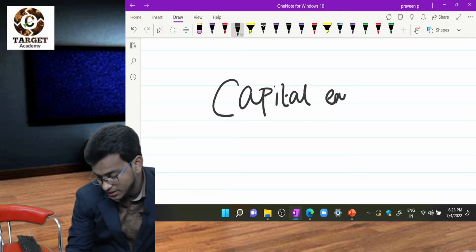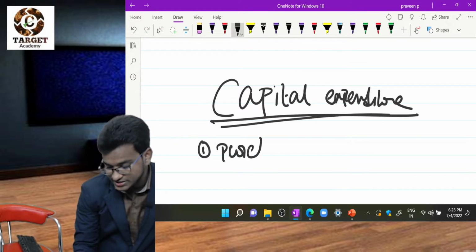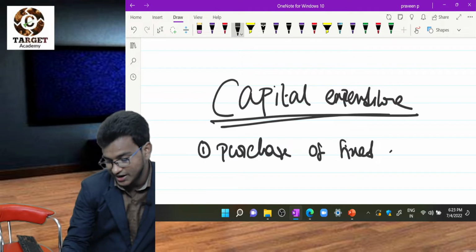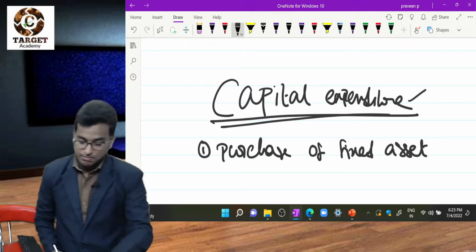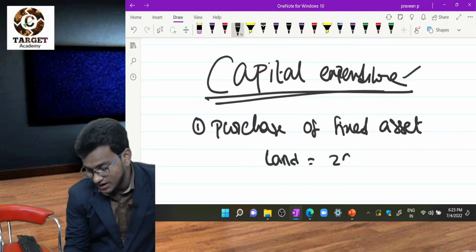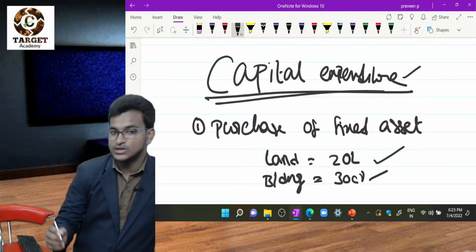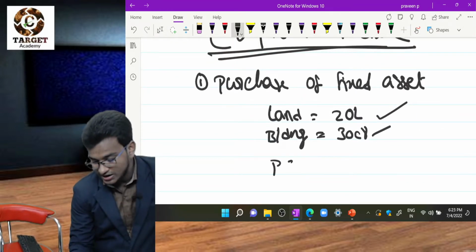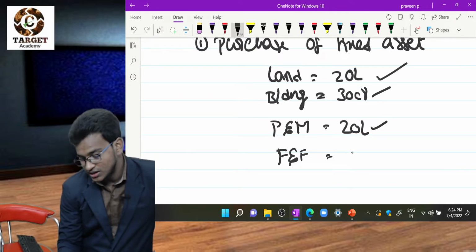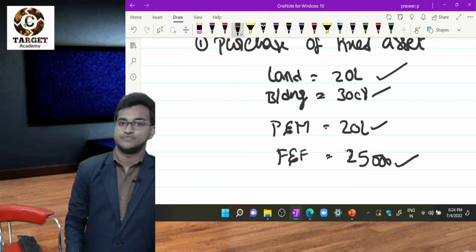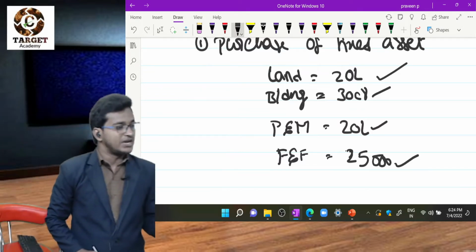Capital expenditure. Under that, first one, purchase of fixed asset. Expenditure incurred to purchase a fixed asset is called capital expenditure. For example, land purchased for 20 lakhs, capital expenditure. Building purchased for 30 crore, capital expenditure. Plant and machinery purchased for 20 lakh, capital expenditure. Furniture and fixtures 25,000, capital expenditure. So the amount of expenditure incurred on purchase of a fixed asset is a capital expenditure.